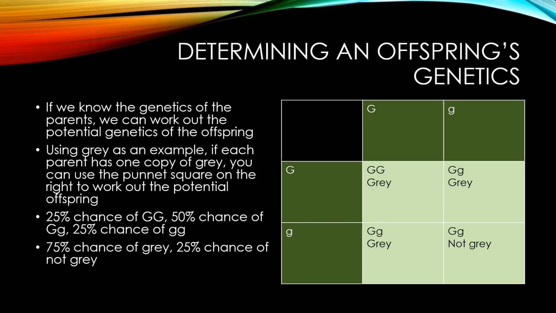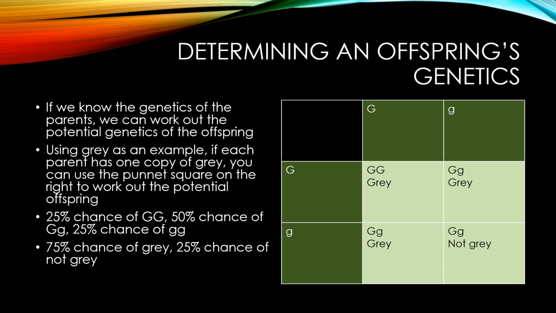So now we know what the genes resulting in colour are, we can use the genes of the parents to work out what the potential offspring could be. So if we know the genetics of the parents, we can work out the potential genetics of the offspring using a Punnett square. Using grey as an example, if each parent has 1 copy of grey, you can use the Punnett square on the right to work out the potential offspring. So we can see we've got 1 parent on the left and 1 parent along the top, and the potential offspring in the centre light green boxes.